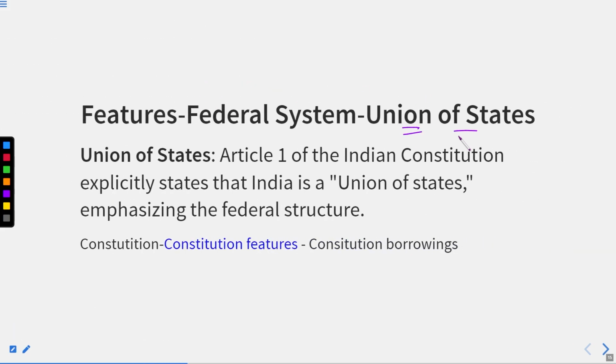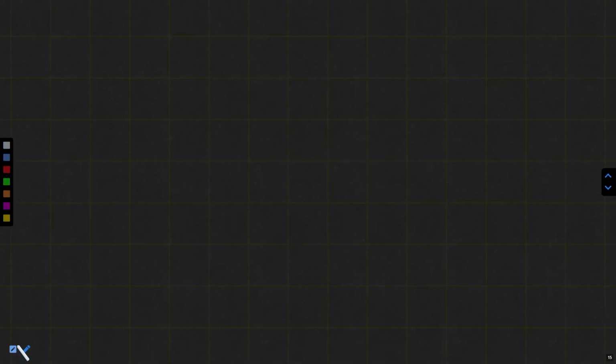Thereafter, we have the Union of States. Basically, we have Article 1. Article 1 of the Constitution explicitly states that India is a union of states, emphasizing the federal structure. So basically, let me tell you one thing. India is basically called the Union of States.